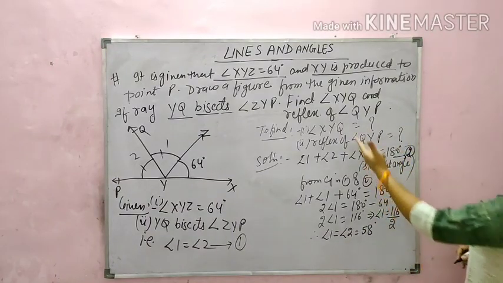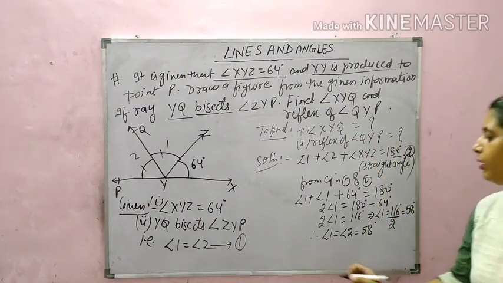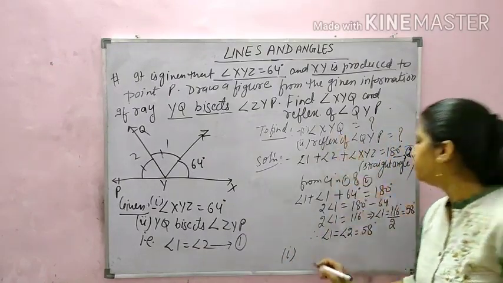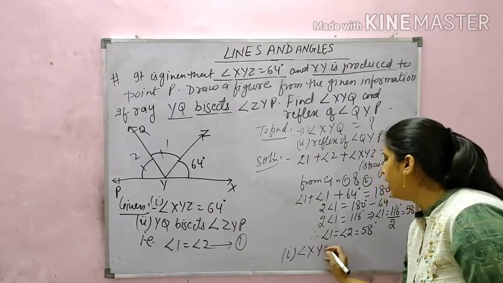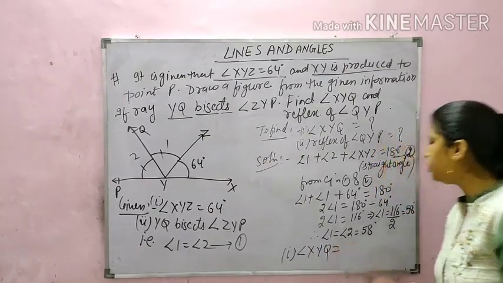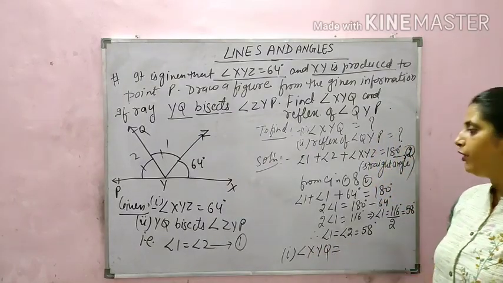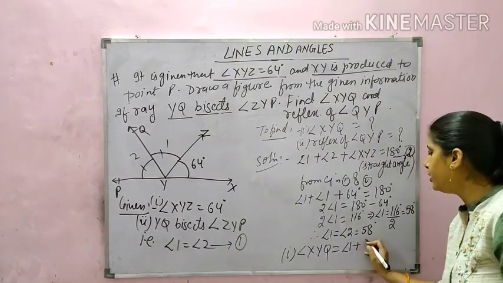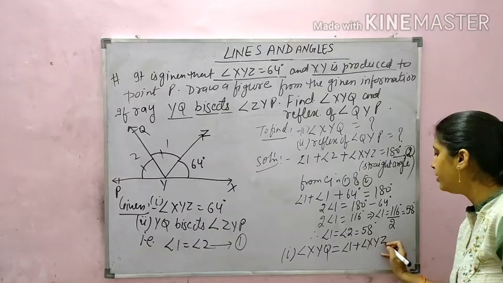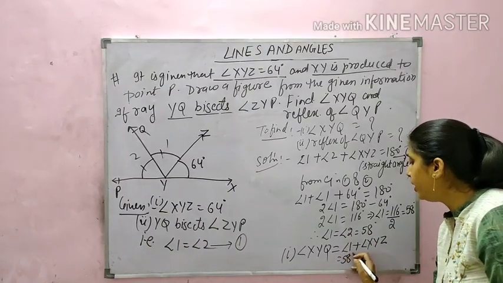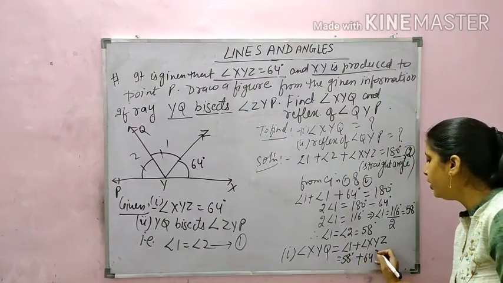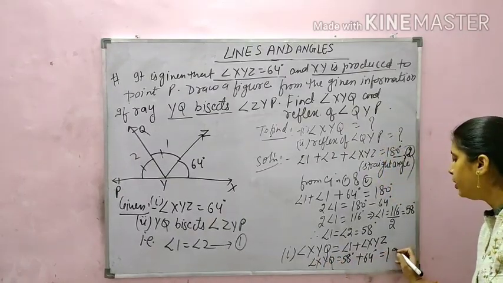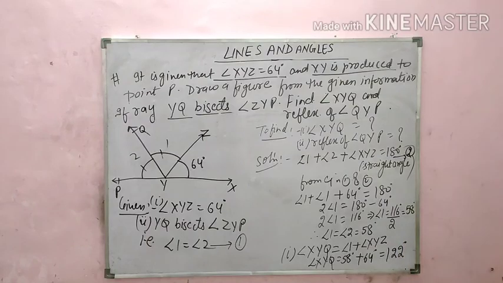Now we can find both the angles. First of all, first point, angle XYQ. What will be the value of XYQ? It will be angle 1 plus angle XYZ. 58 degree plus 64 degree. It will become 122 degree.